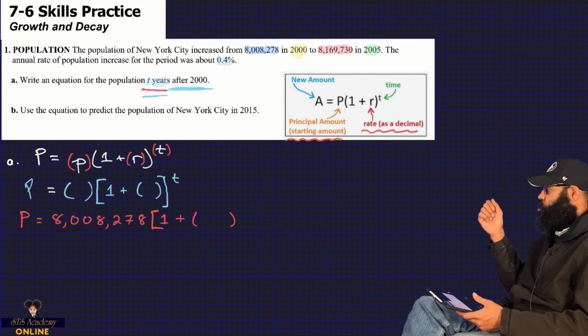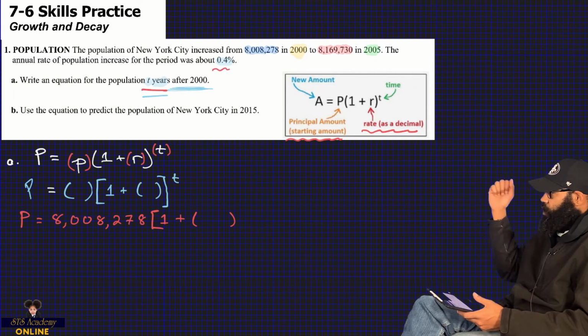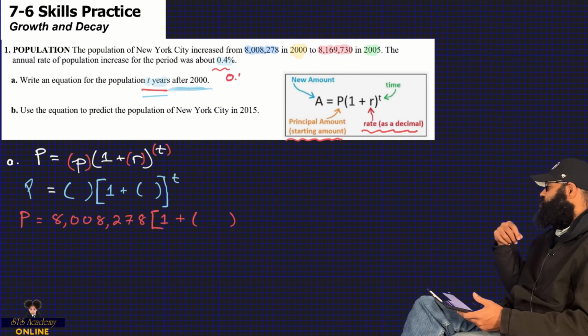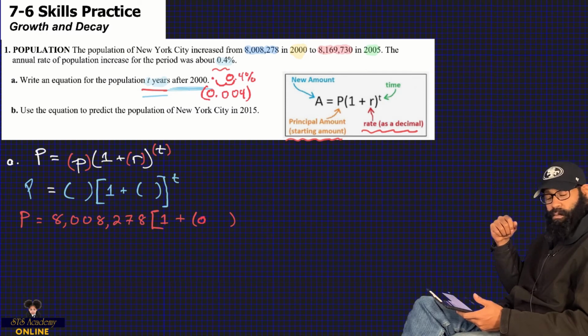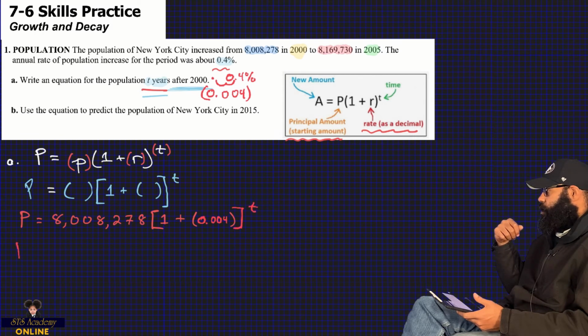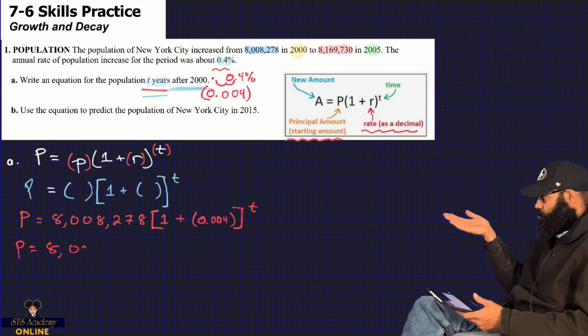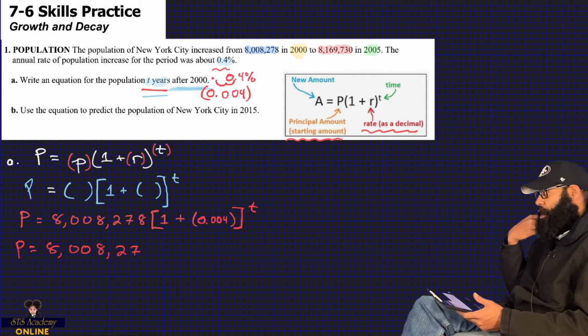Then plus, now here's the rate, R. Now, the annual rate that we can see in the question right there, right, is about 0.4%. Now we're going to change the percent to a decimal. So we're going to move the decimal to the left 2 places. 25% is 0.25, so 0.4% move 2 places, 0 and 4. Yeah, that's good. 0.004. And of course, for T, it's okay, guys. T years. We don't know the time, all right?